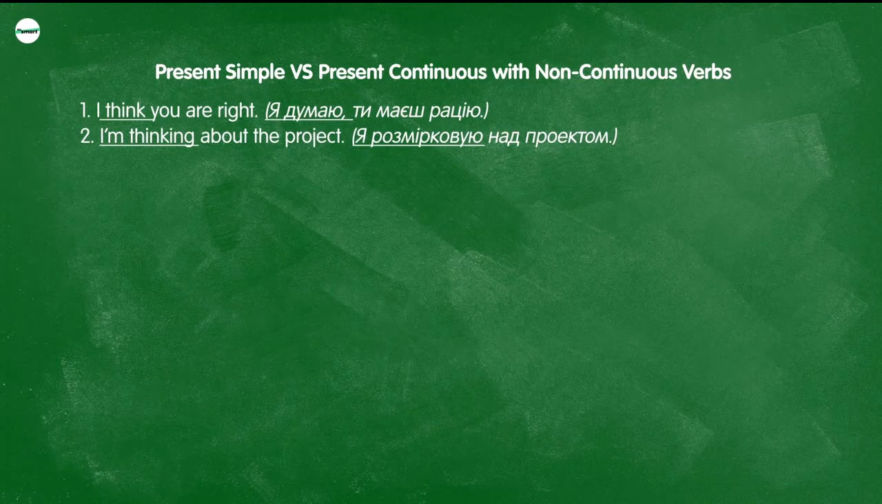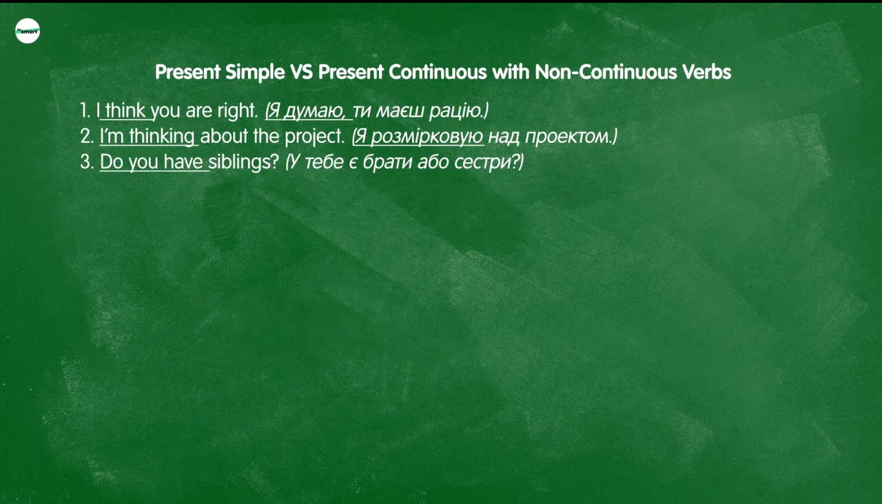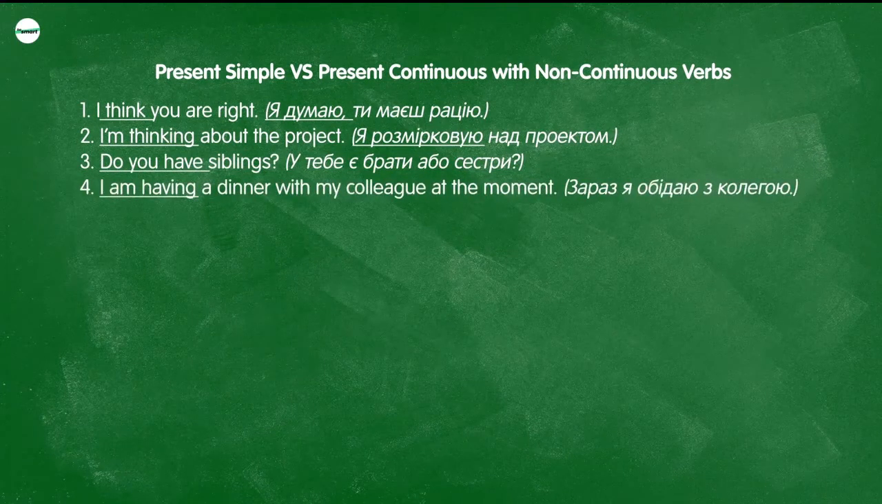Or I can say, do you have siblings? And I am having dinner with my colleague at the moment. Here, have is okay to use in its continuous form when you are using it in the continuous tense in a phrase. For example, I am having dinner, I am having a good time.